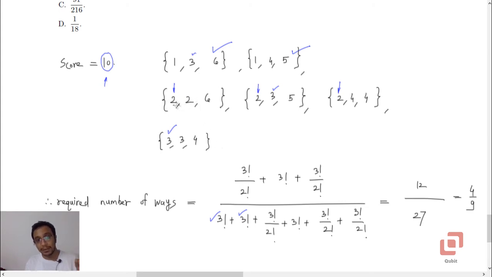Let's go to 2, 2, 6. Now here 2 is coming twice. So in this case you have to use the formula for permutations with repetitions, so it will be 3 factorial divided by 2 factorial because 2 is coming twice. Now as far as the remaining sets are concerned, in 2, 3, 5 there is no repetition, in 2, 4, 4 there is repetition of 4 twice, and in the last one, 3, 3, 4, there is repetition of 3 twice. What does it mean? It means that the last 3 terms are 3 factorial, plus 3 factorial upon 2 factorial corresponding to 2, 4, 4, and finally 3 factorial divided by 2 factorial.